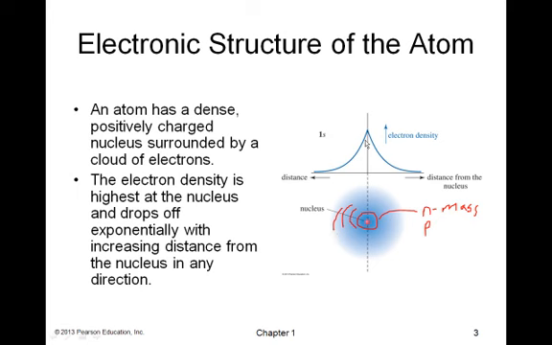What this curve is showing is that the electron density is highest as we get closest to the nucleus, and then the electron density tapers off as we get further away from the nucleus, and it tapers off in an exponential manner.